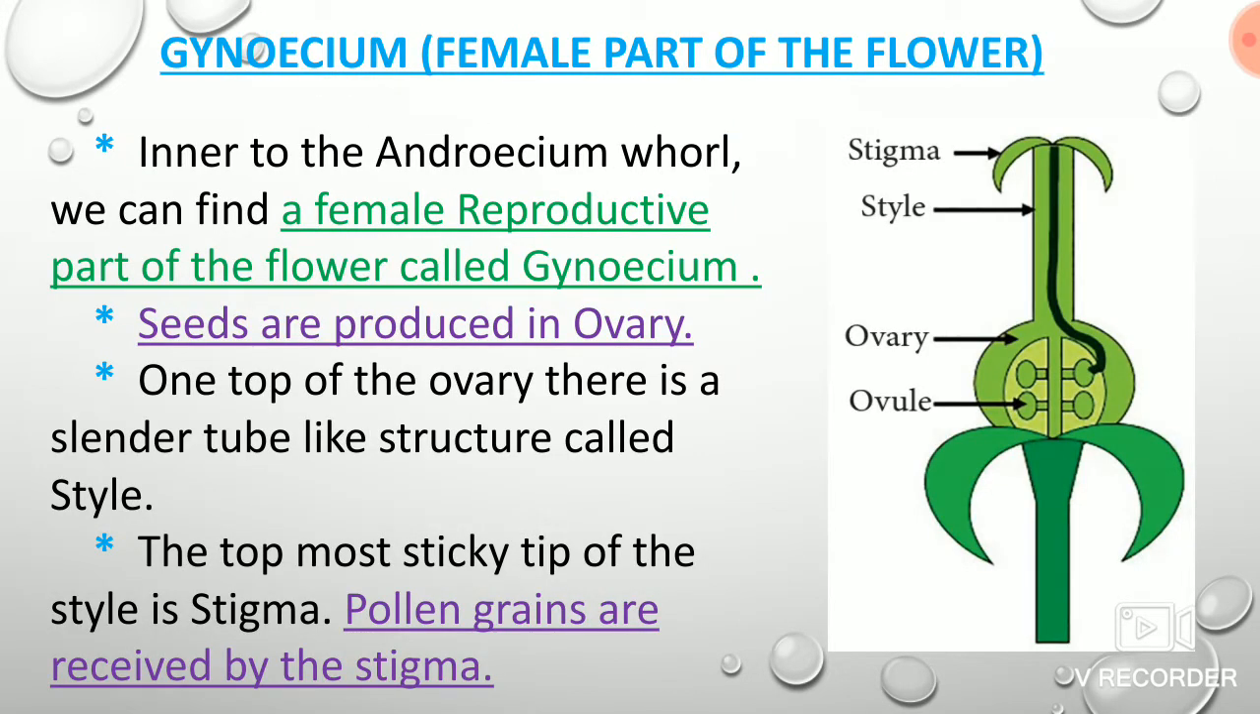Next, gynoecium. It is the female part of the flower. Inner to the androecium whorl, we can find the female reproductive part of the flower called gynoecium. Seeds are produced in the ovary. At the top of the ovary, there is a slender tube-like structure called style. The topmost sticky tip of the style is the stigma. Pollen grains are received by the stigma.